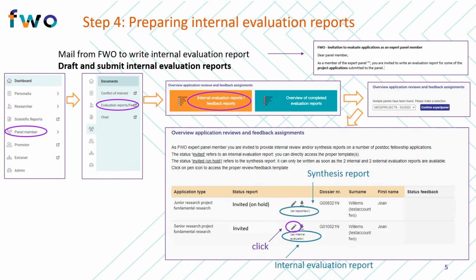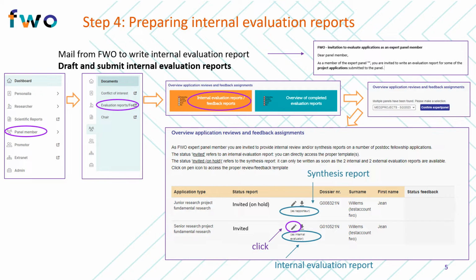An important step in the evaluation procedure is preparing and submitting the internal evaluation reports for the projects which have been assigned to you by the scientific chair of your panel. You will be invited by FWO over email to evaluate the applications assigned to you after all conflict of interest documents have been submitted by the members of your panel and the scientific chair has distributed the proposals.